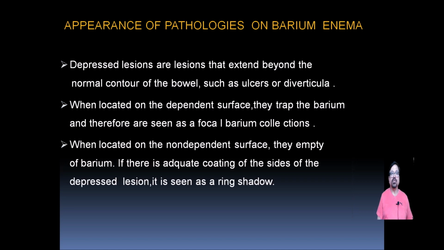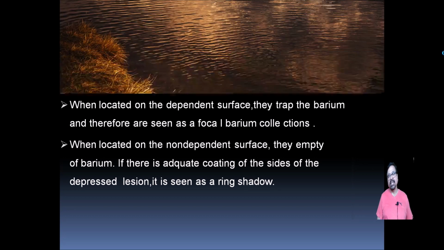Now, appearances of pathologies on barium enema. Depressed lesions are the lesions that extend beyond the normal contour of the bowel, such as ulcers or diverticula. When located on the dependent surface, they trap the barium and are therefore seen as a focal barium collection. When located on the independent surface, they empty the barium. If there is adequate coating of the side of the depressed lesion, it is then seen as a ring lesion or ring shadow. Now let's move further.